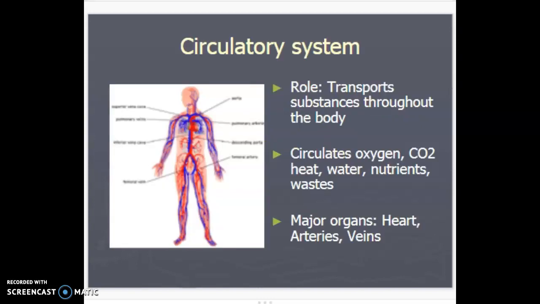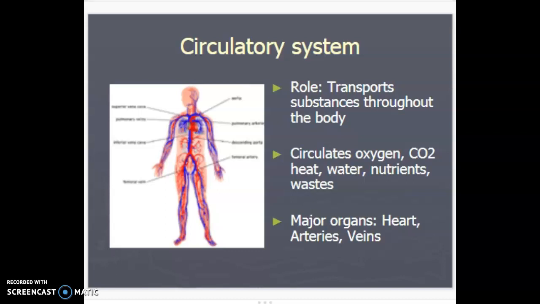This isn't going to be the order that we discuss them in class, but second semester we'll get into the circulatory system. And the circulatory system or cardiovascular system transports substances throughout the body, such as it's going to circulate the oxygen to take to different muscles and organs. It's also going to remove carbon dioxide from your muscles after you go through cellular respiration.